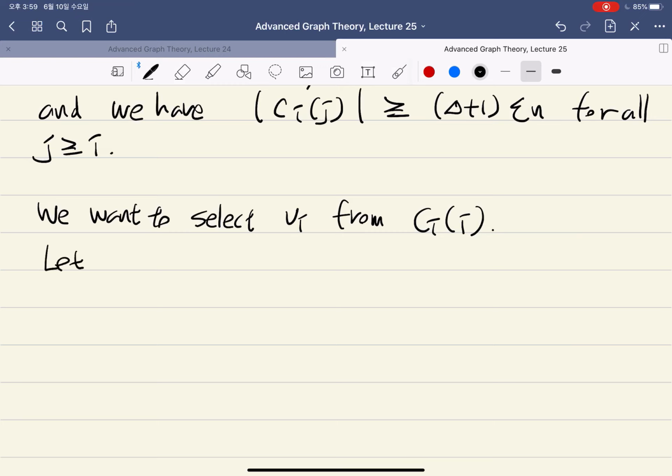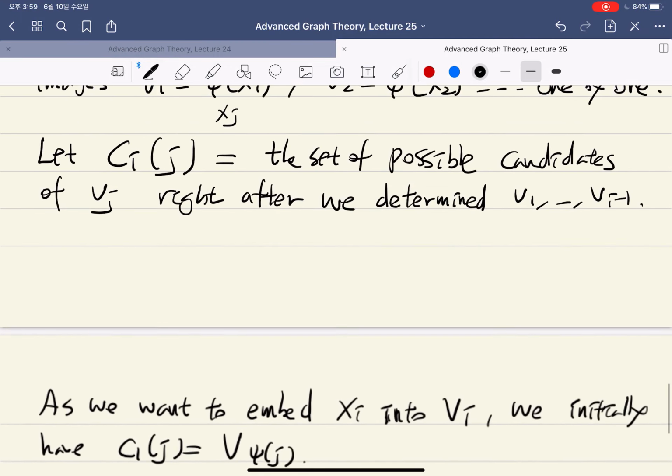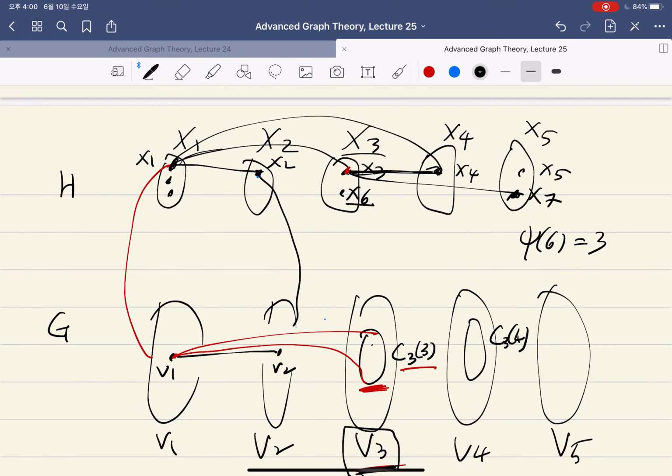And let A be the neighbors of this xi which are not yet embedded. Let's say they are xs1, xs2, up to xsp. So in this case, if x3 has neighbors x4 and x7, then A is x4 and x7. Because x1 is also a neighbor, but it is already embedded. So these two.